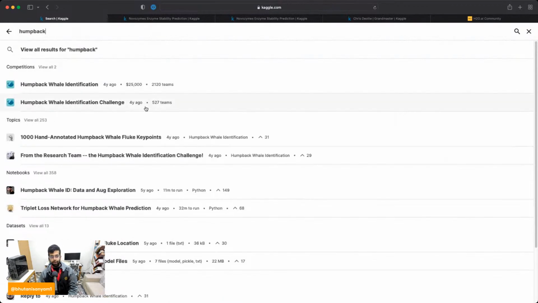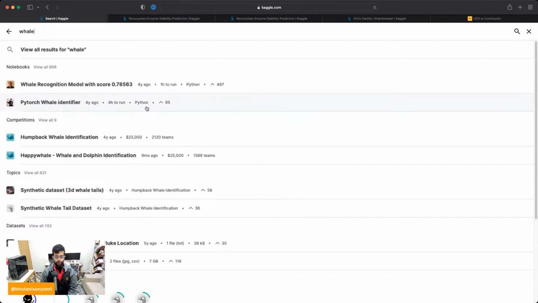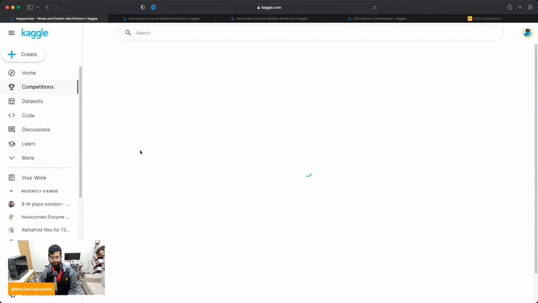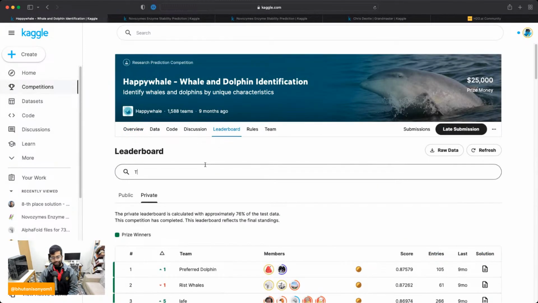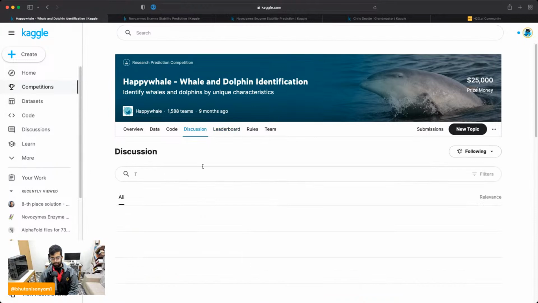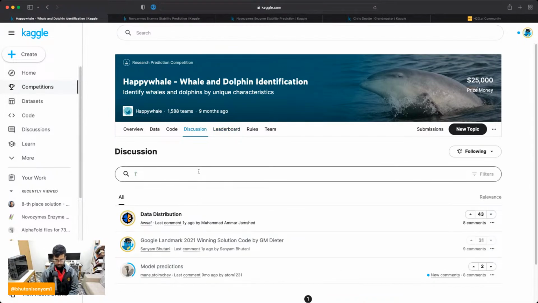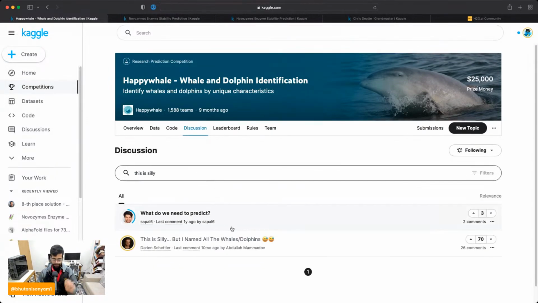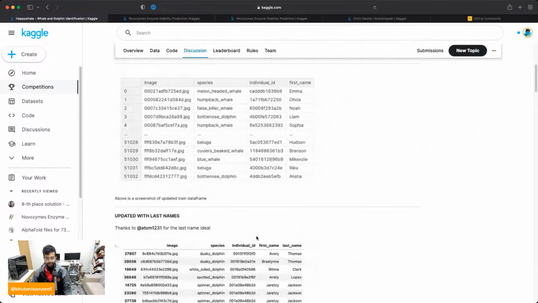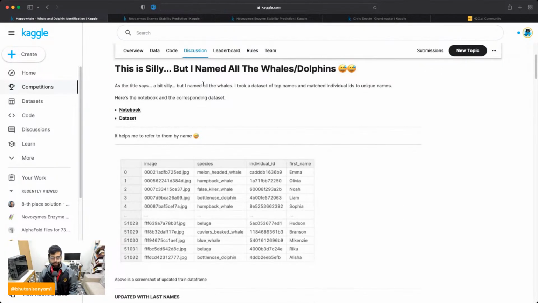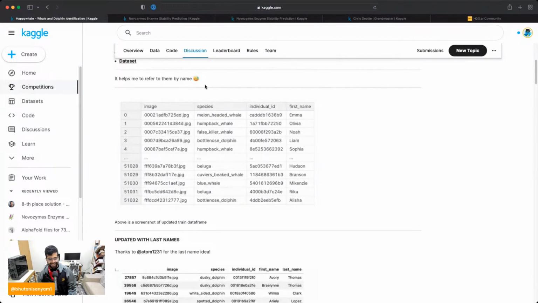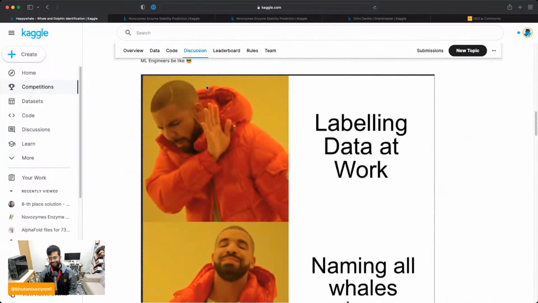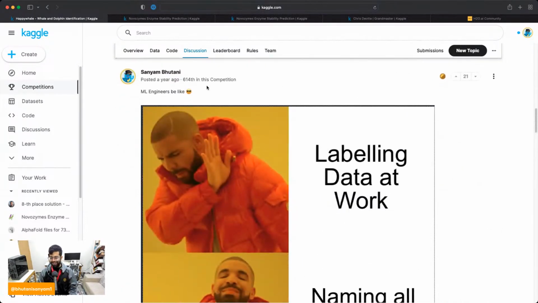Let me search for whale. I just want to point out a very cool discussion by Darian. There was this competition where you had to identify different whales, and I remember the title of the discussion as well. Darian ended up naming every single whale in that competition. He gave a name to every single example in that notebook, and I also told him a bit in that discussion.